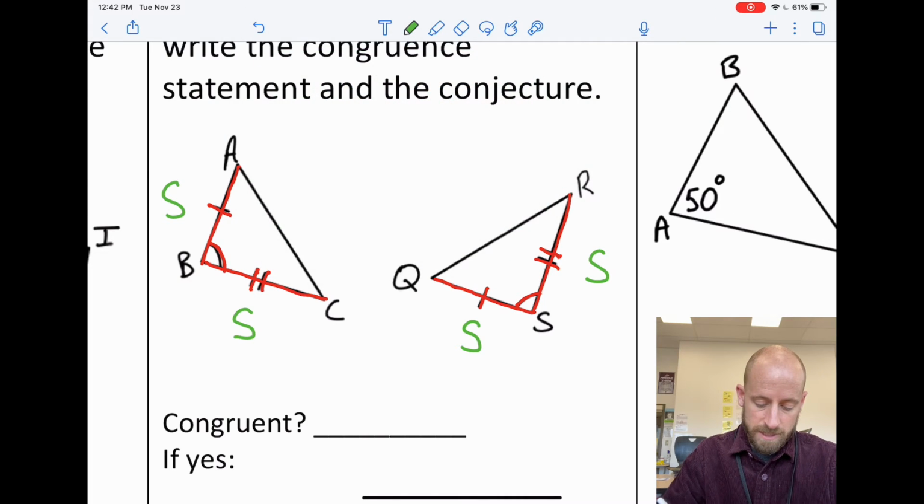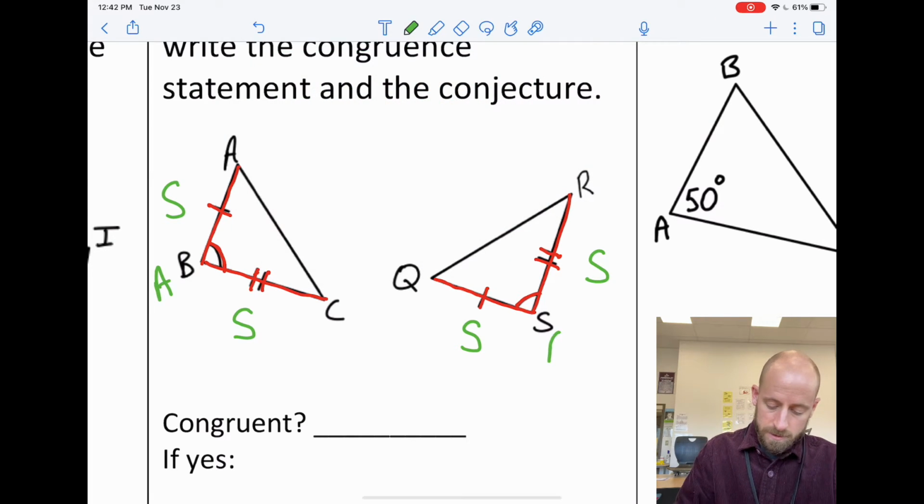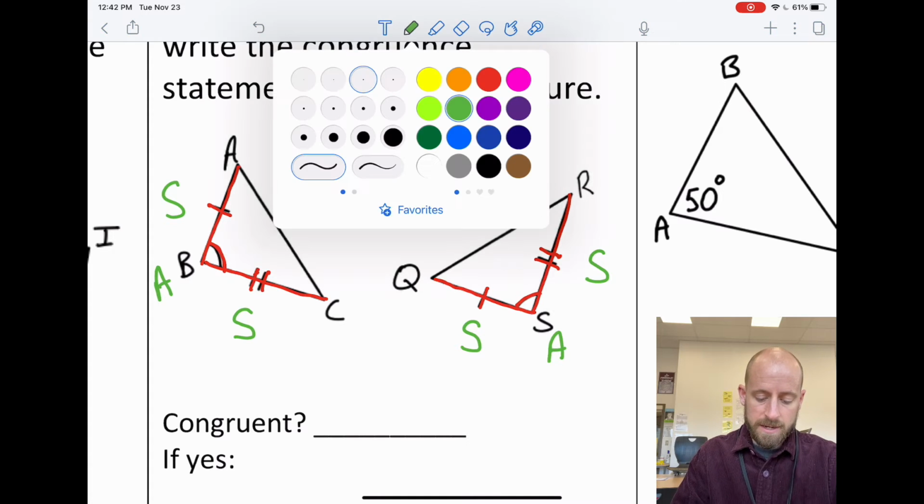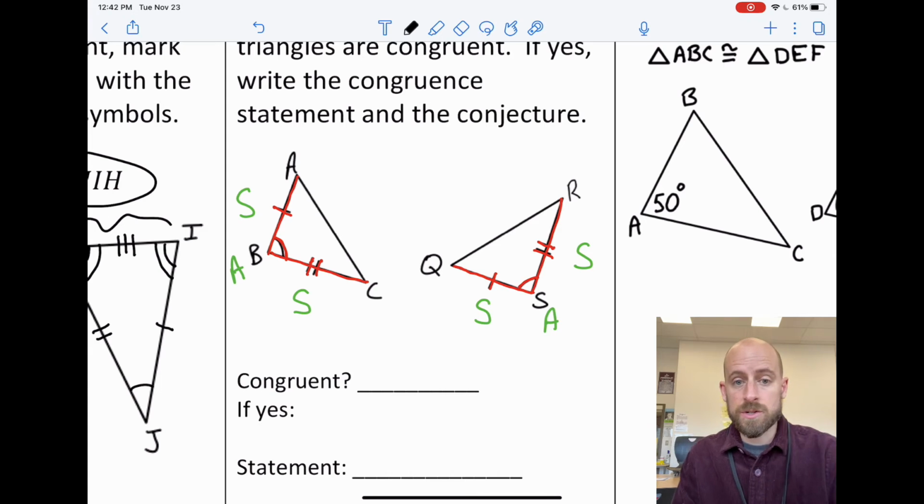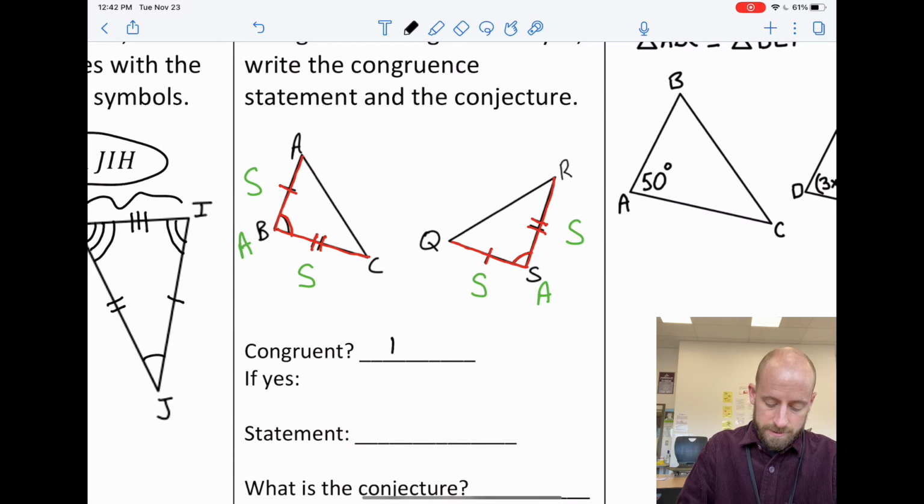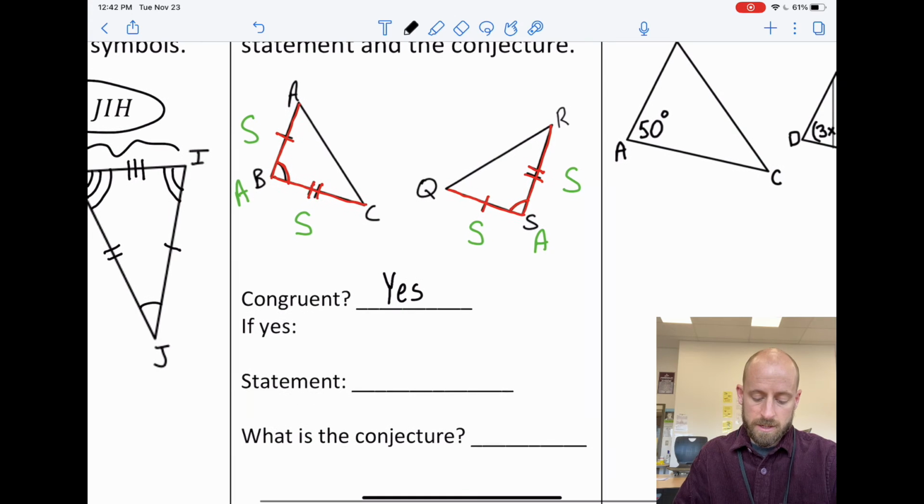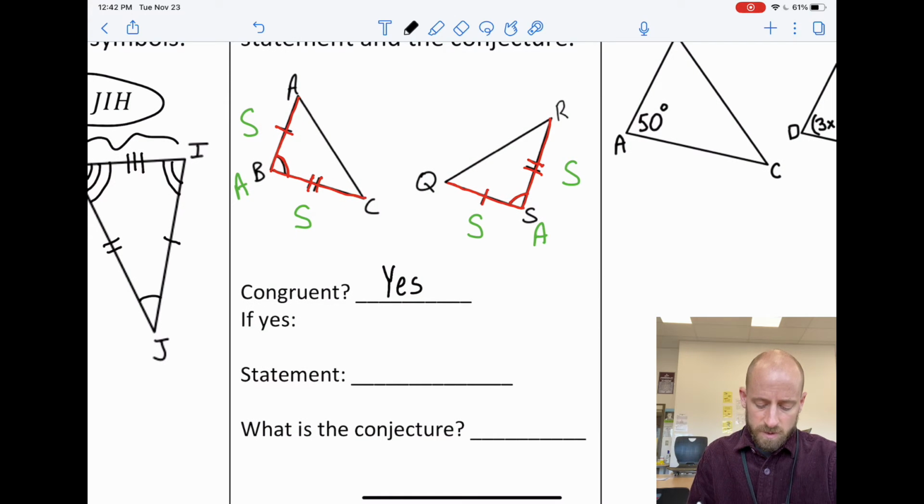It's between those two sides. So it's side, angle, side. All right. And that actually is one of our conjectures for congruence, the criteria for two triangles to be congruent. There's 4 of them, and it should be in your toolkit. One of them is side, angle, side. So this is yes, these are congruent triangles. And I'm going to list out all 4 in a second, but the conjecture is side, angle, side congruence.